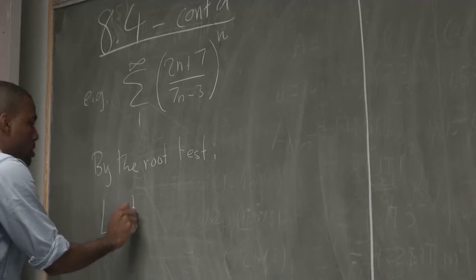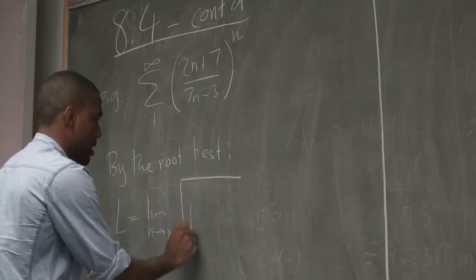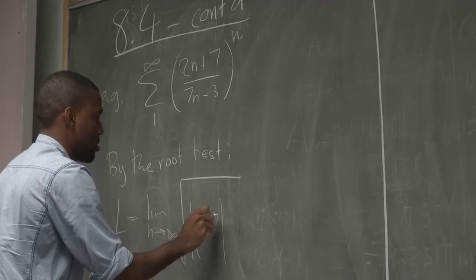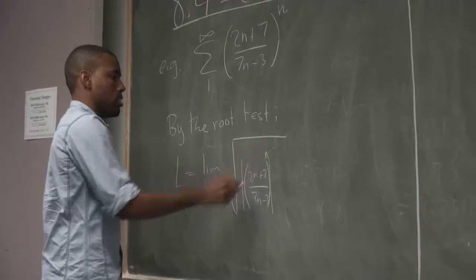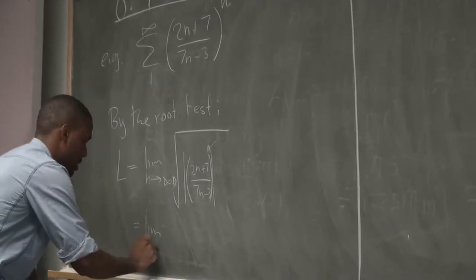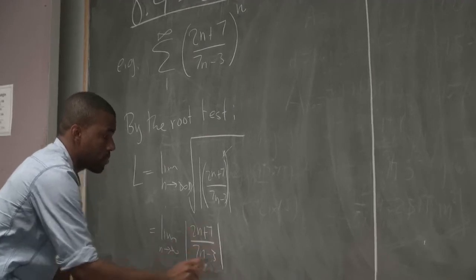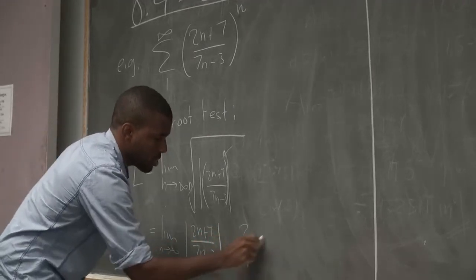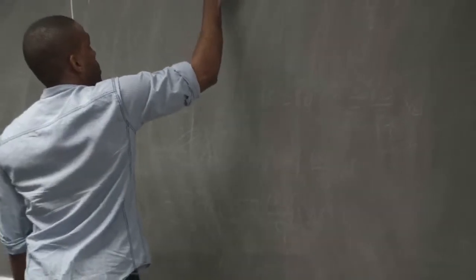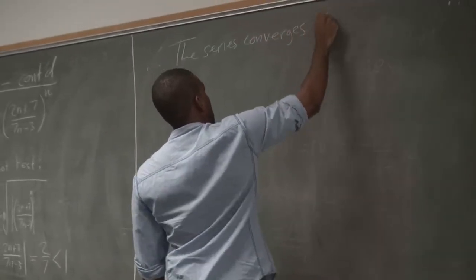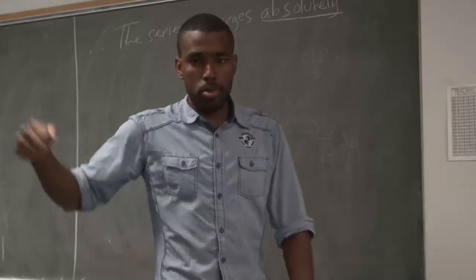You look at L here, which is the limit as n approaches infinity, and you put this guy in absolute values. You take the nth root. What's that going to do? It's going to kill this guy. And you're just going to have the limit as n goes to infinity of (2n plus 7) over (7n minus 3). And that we know is 2/7, which is less than 1. So the series converges absolutely.